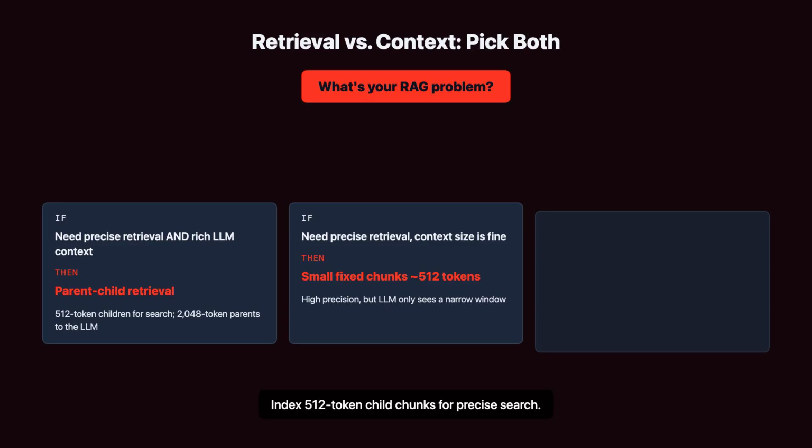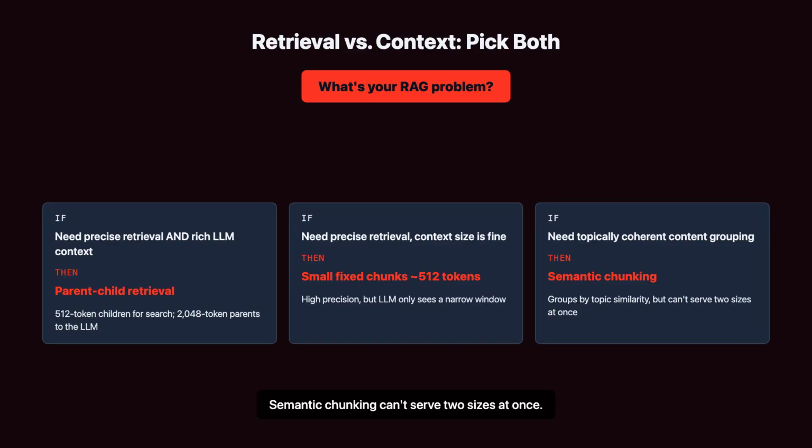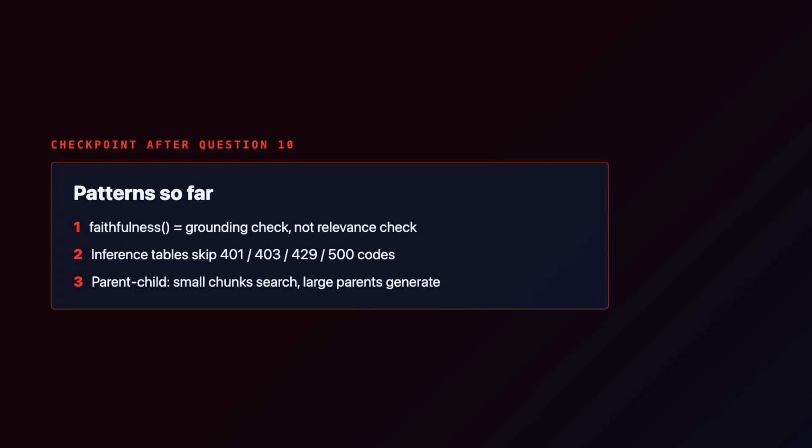Index 512 token child chunks for precise search. When a child matches, pass its 2048 token parent to the LLM. The other options pick one side. Large fixed chunks lose precision. Semantic chunking can't serve two sizes at once. The trick: retrieval size and generation size don't have to match. Faithfulness targets context grounding, not topical relevance. Inference tables silently miss 401, 403, 429, and 500 responses. Parent-child architecture retrieves on small chunks but generates from large parent segments, resolving the precision versus context trade-off.